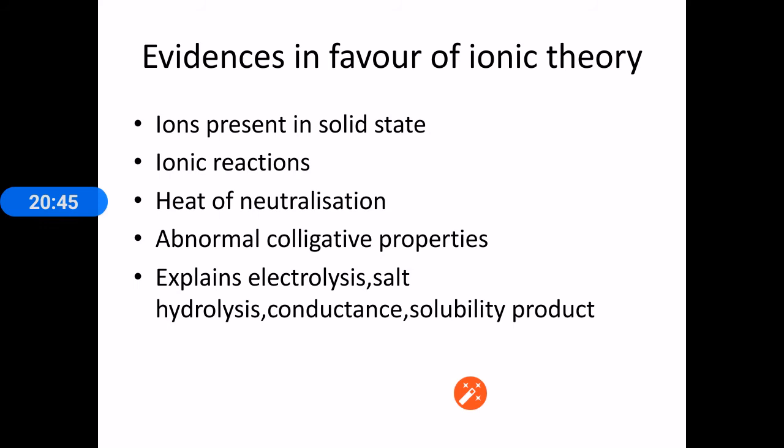Now, evidences in favor of ionic theory. Arrhenius proposed that an AB electrolyte undergoes ionization in water to give A plus and B minus. And there are some evidences in favor of this ionic theory. Ions are found to be present in the solid state by X-ray diffraction studies, and ionic reactions take place. So it is also evidence that ions are present in an electrolyte.